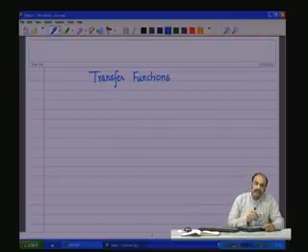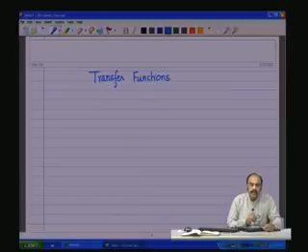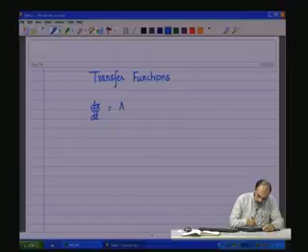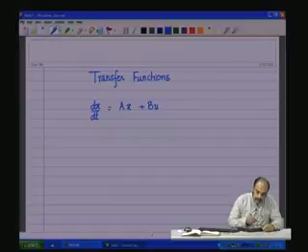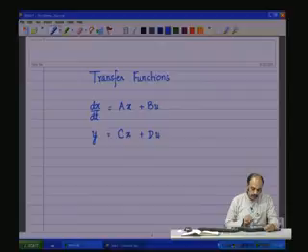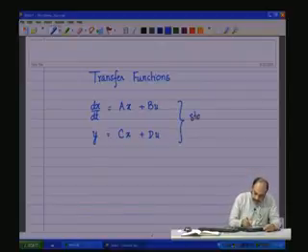If we look at the state equation of any general circuit or system, it is of the form dx by dt equals Ax plus Bu, and the output equation y is equal to Cx plus Du. This is the standard form of the state equation.